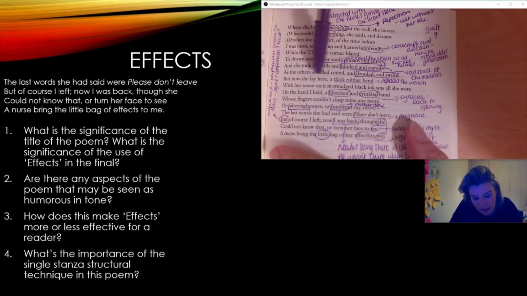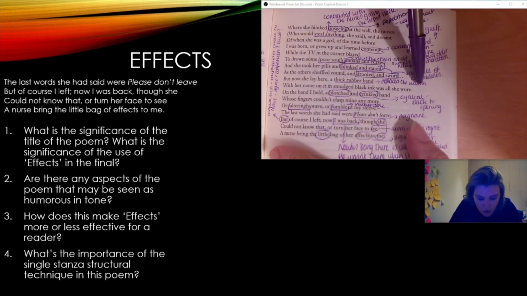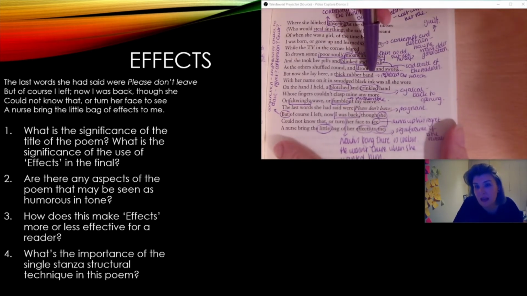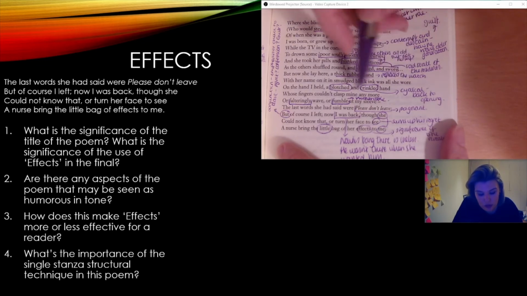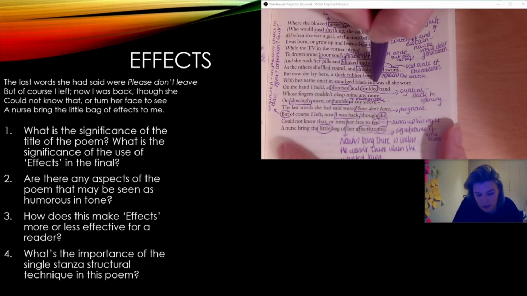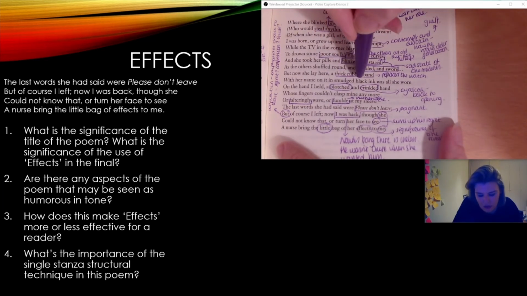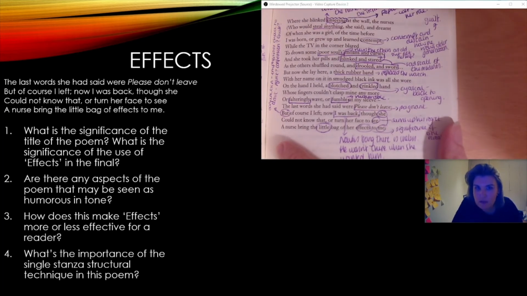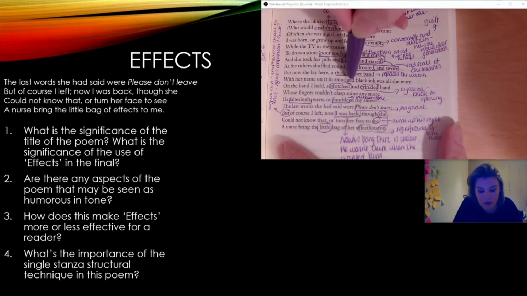But she lay here, a thick rubber band. So this kind of has replaced the watch, and there's juxtaposition between that. This worthless rubber band has replaced that gold, precious watch that she would always wear. With her name on it in smudged black ink was all she wore. So this smudged black ink, there's almost a carelessness, that sort of adjective being used to describe the ink. It shows that there's a neglect or a carelessness about that. And again, greatly contrast with the gold, precious gold watch that is described earlier.